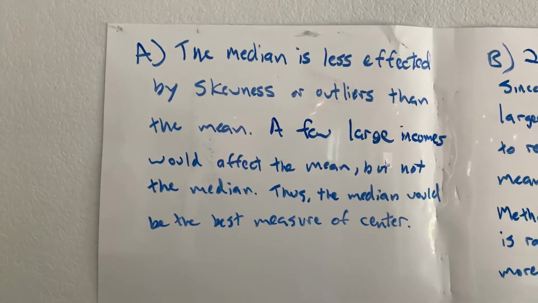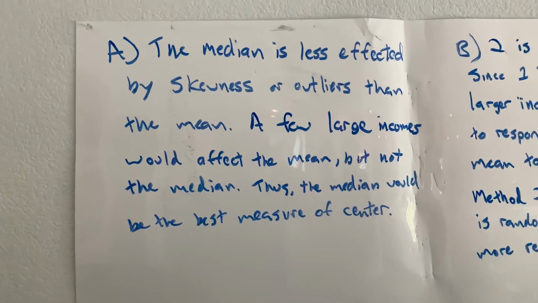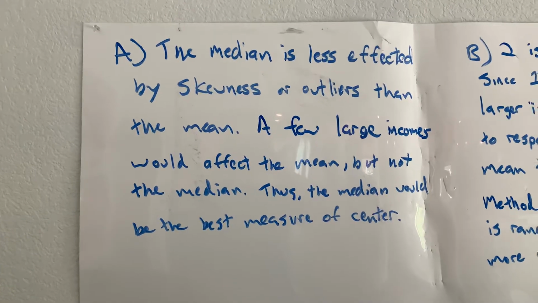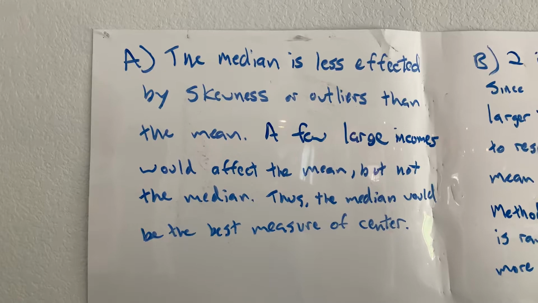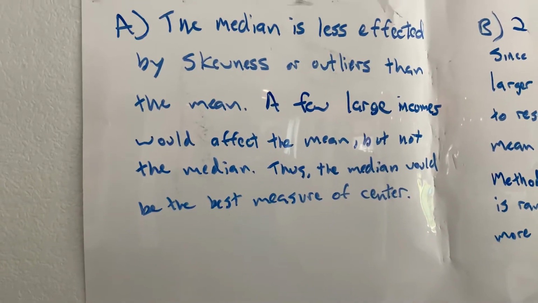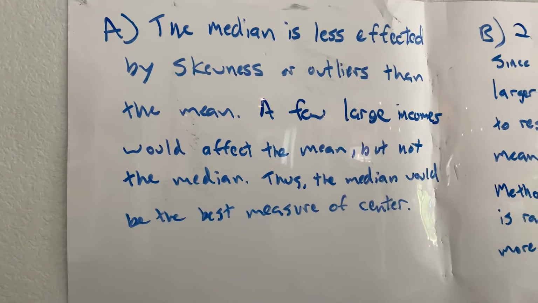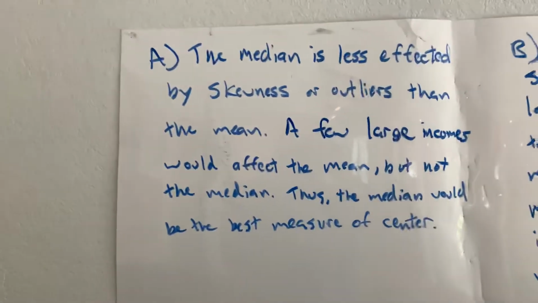The median is less affected by skewness or outliers than the mean. If you remember, when you have outliers or skewness, the mean gets pulled that direction. And so that causes it to either overestimate or underestimate what's going on. An example is a few large incomes would affect the mean, but not the median. Thus, the median would be the best measure of center. So there was part A.